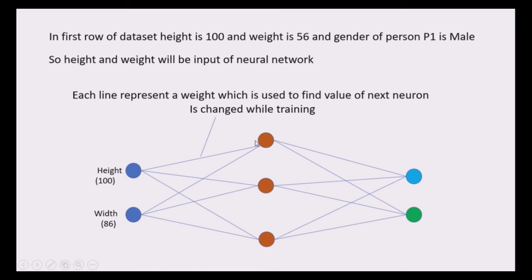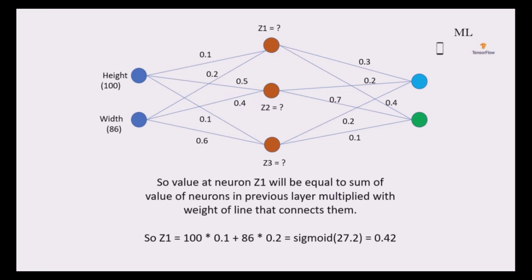Each line between these neurons represents a weight, which is changed while training, and it is used to determine the value of the neuron in the next layer. So now we need to find the value of neurons in the next layer. We populated these weights with imaginary values for now. So our task is to find the values of neurons Z1, Z2 and Z3. The value of a neuron in the next layer is calculated using the values of neurons in the previous layer.